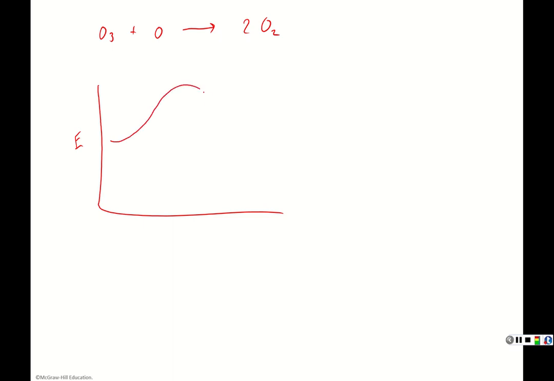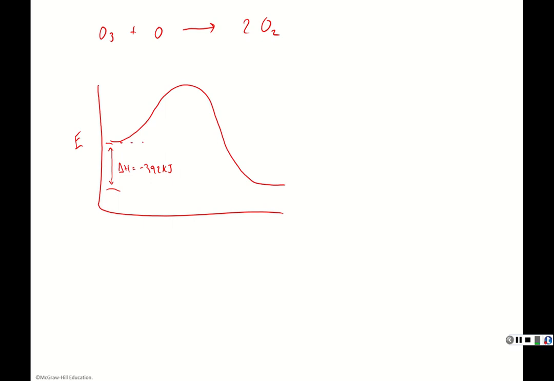Okay, so we have our reaction. Ozone plus oxygen goes to 2O2. So if we wanted to draw our diagram here, we know that if we're plotting now energy or delta H, we know that it's a negative value. So here to here, that's going to be delta H, and that equals negative 392 kilojoules.